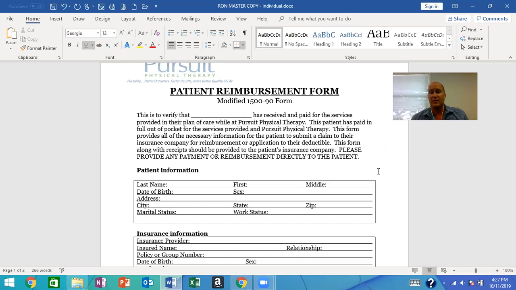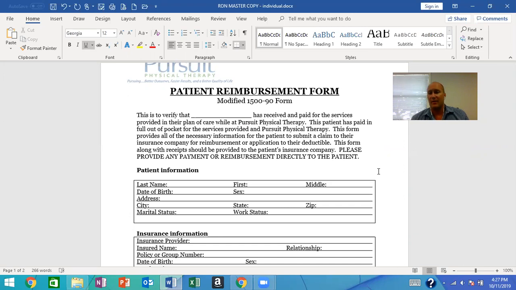A lot of standard insurance clinics want the 1500 form done. It's just an annoying piece of paperwork. So what I did is just modeled it and organized it and added some stuff to fit for my cash-based practice. This is an example of what I use at my clinic, Pursuit Physical Therapy. I just call it a patient reimbursement form. I state that it's a modified 1500 form.